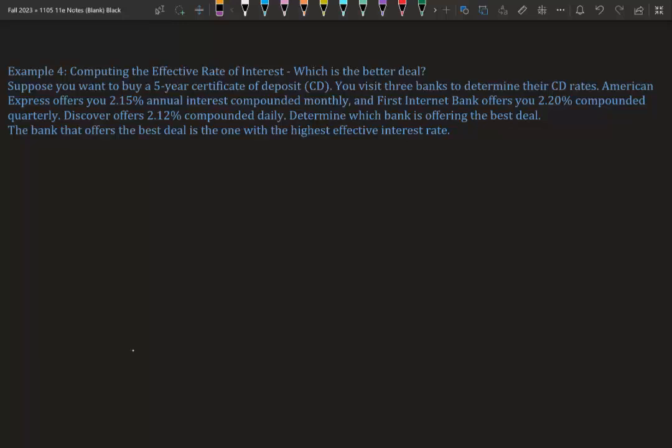Since it says compounding monthly, quarterly, and daily, we know we're going to be using our compounding n times per year formula. So we want to know what the effective rate is compounded a certain amount every so often. We're going to be using R sub e equals 1 plus R over n to the power of n, minus 1. So we have 3 banks that we're comparing.